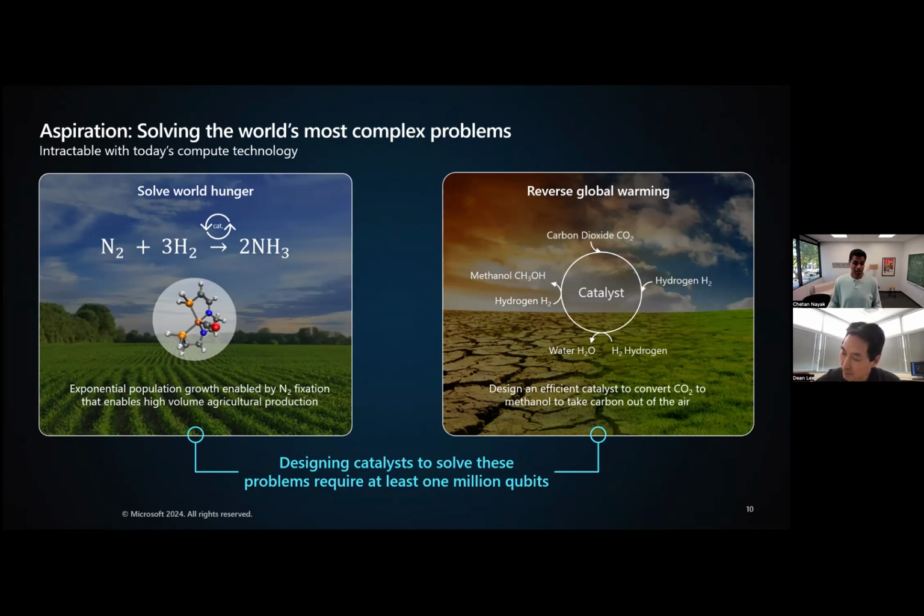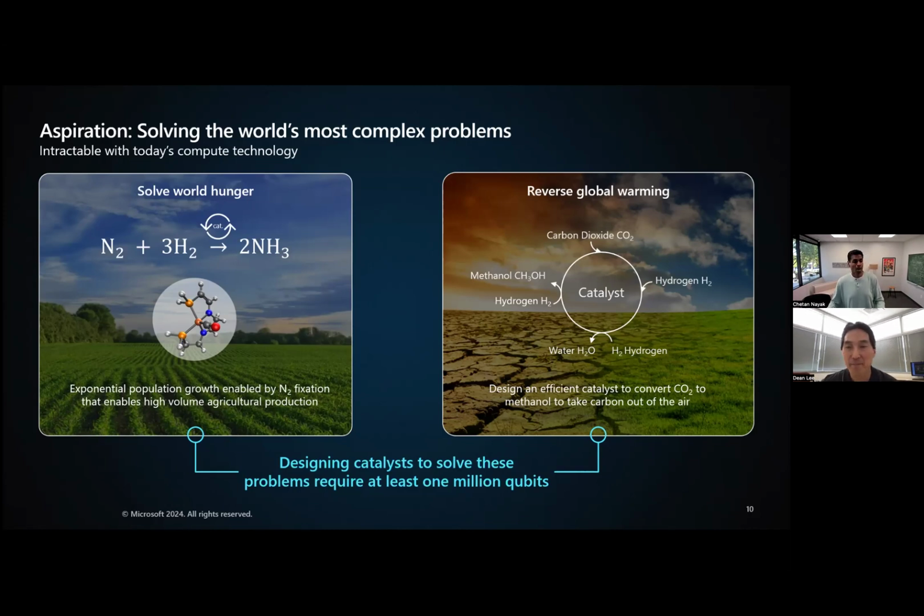Similarly, carbon capture. We want to reverse global warming. We would also need a catalyst that we could use to convert CO2 to methanol to take the carbon out of the air. Designing catalysts to solve these kinds of problems, which are molecules with hundreds of orbitals, is going to require at least 1 million qubits. So when I say utility scale, the title of the talk was utility scale quantum computers, that's what this means: the scale at which you could solve these kinds of problems, and that will require at least 1 million qubits.